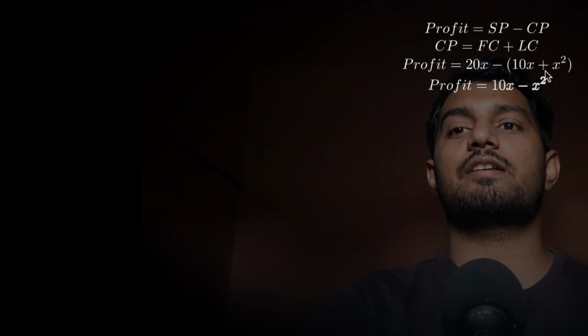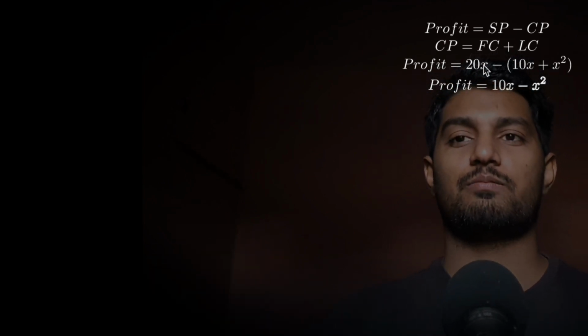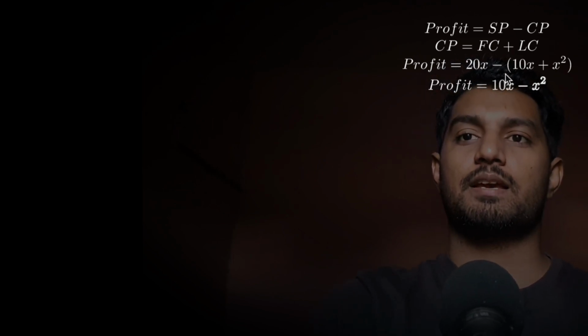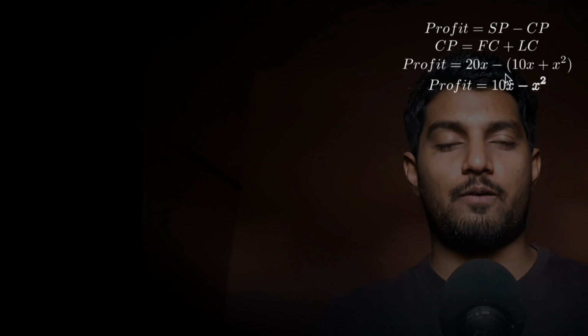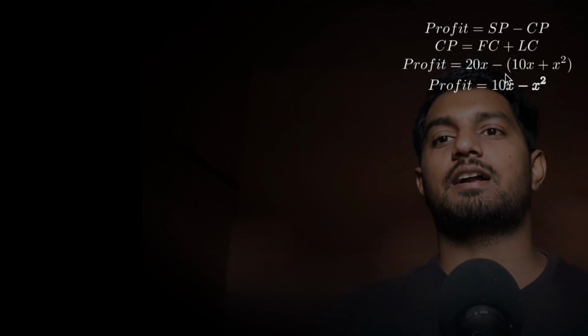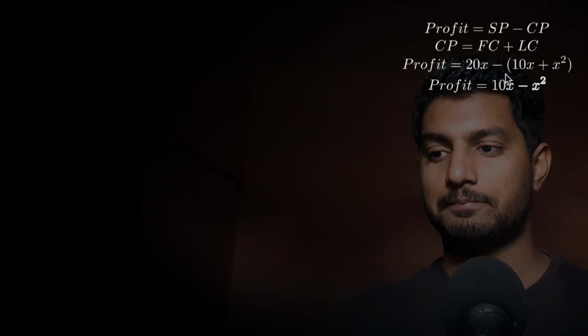So this is a number. Instead of x, you can apply 2, and you will get some value of profit if you subtract the cost price from the selling price. This is our profit function, right? I can input the number of products I'm making and get to know my profit, the profit margin.